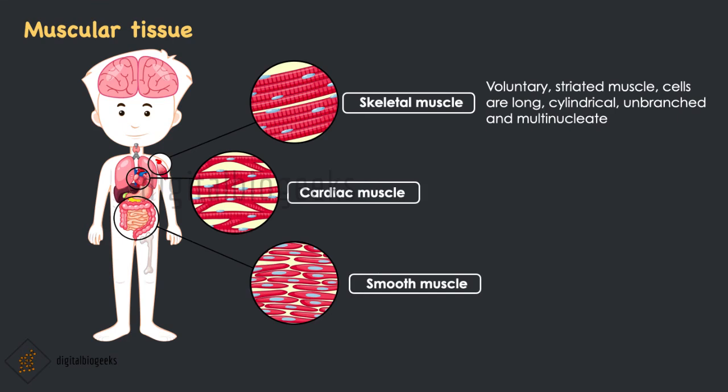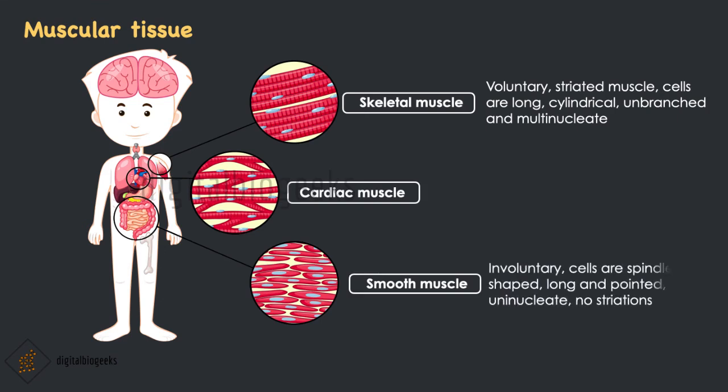Under the microscope, these muscles show alternate light and dark bands. Here you can see light and dark bands. This gives the muscle a striated appearance, and thus skeletal muscles are called striated muscles. The contraction and relaxation of these light and dark bands cause the movement. Cells of this tissue are long, cylindrical, unbranched, and they have many nuclei, hence called multinucleate.